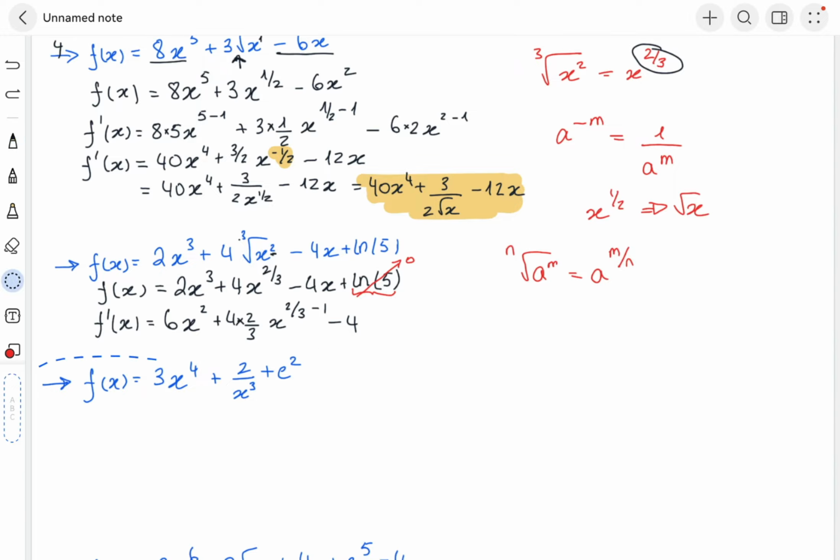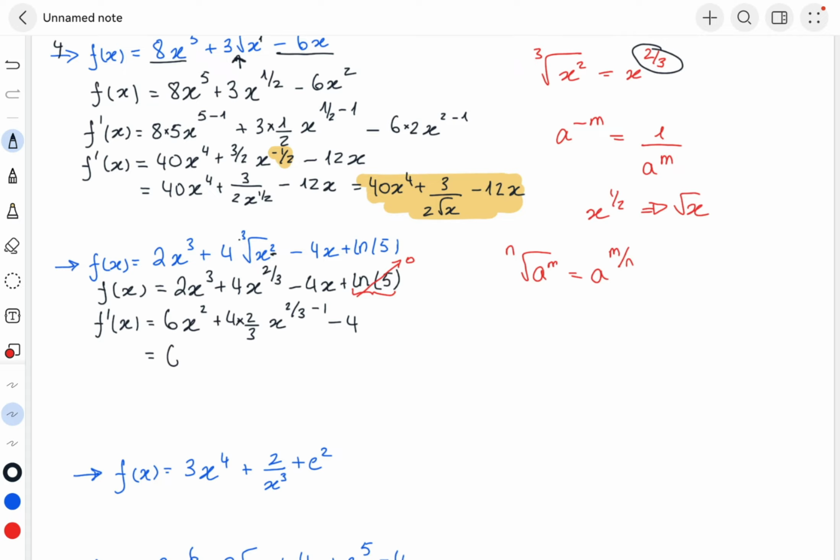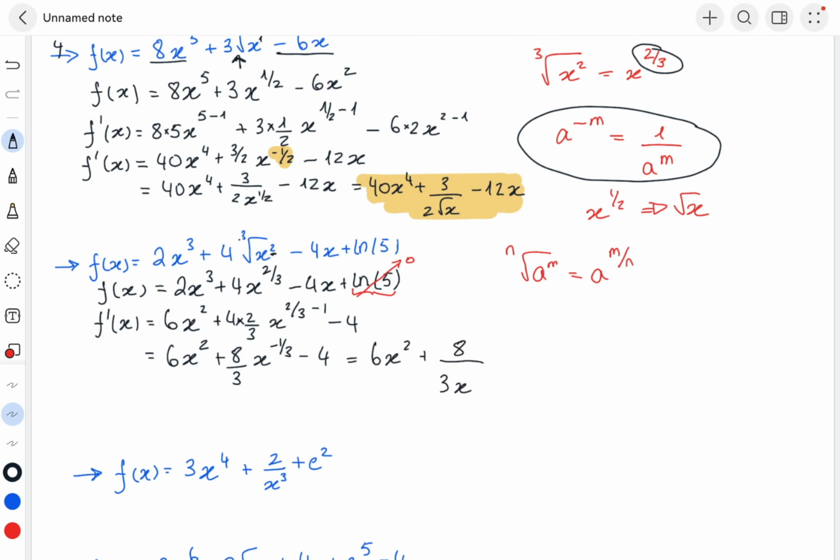And now 4 multiplied by 2 over 3 is 8 over 3, x to the power of negative 1 over 3 minus 4. As we did here, we can do the same for the negative 1 over 3, where we take it to the denominator. We will have 8 over 3 x to the power of 1 over 3 minus 4.